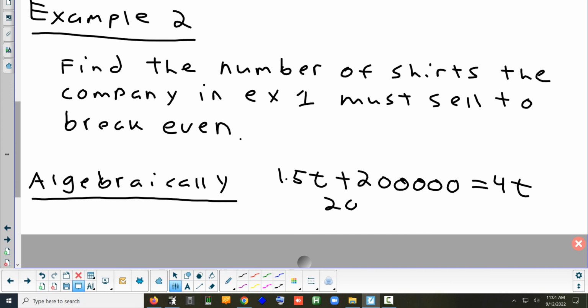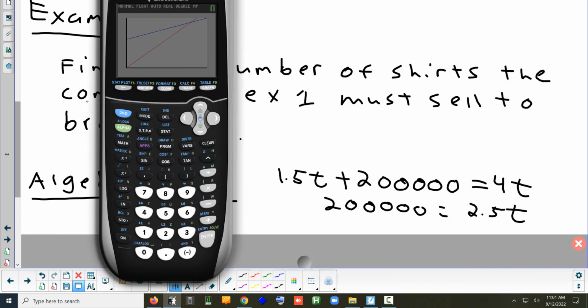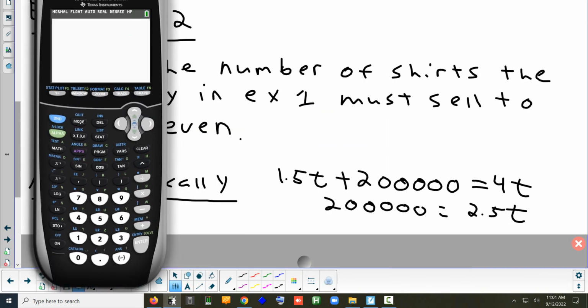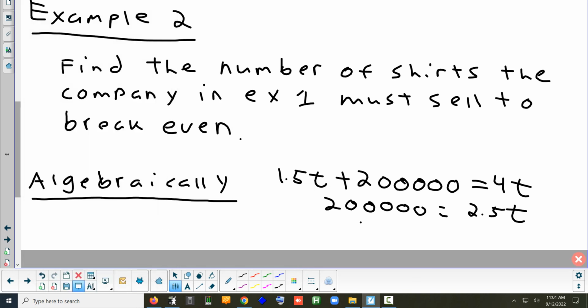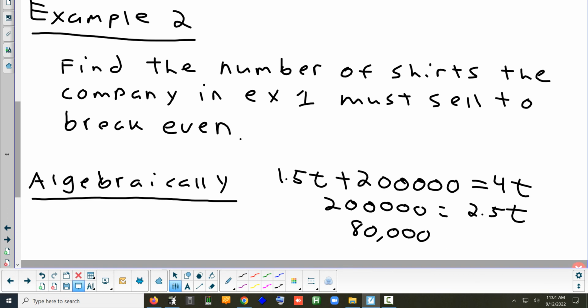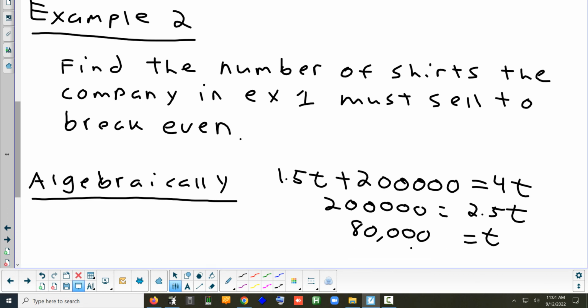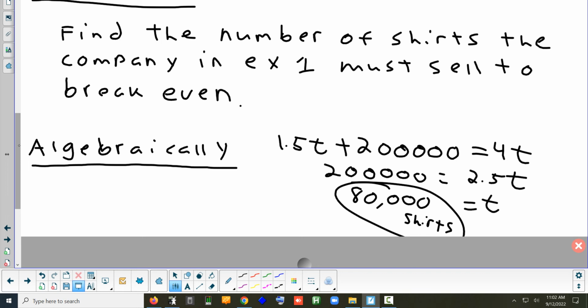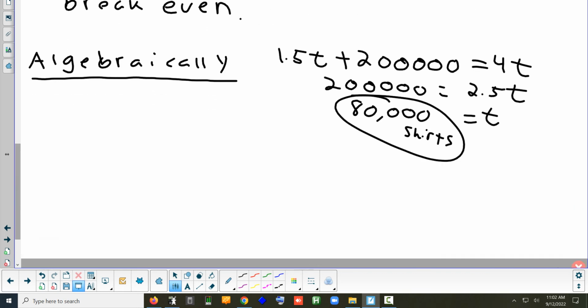So we're going to end up with 200,000 equals 2.5t, and divide each side by 2.5. I think that's 80,000. Is that 80? Okay. So that's 80,000 shirts. That's the number of shirts that the company must sell to break even. Any questions on how we solve that algebraically? Okay, so that makes sense.